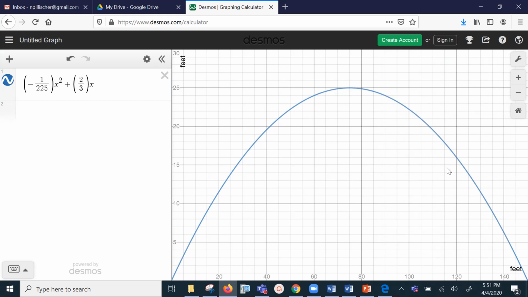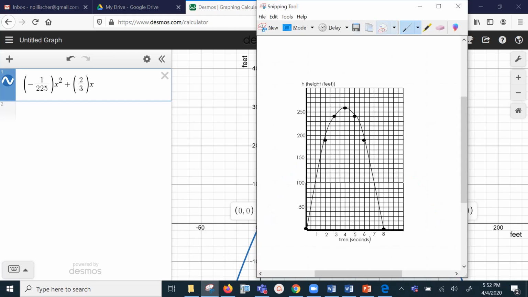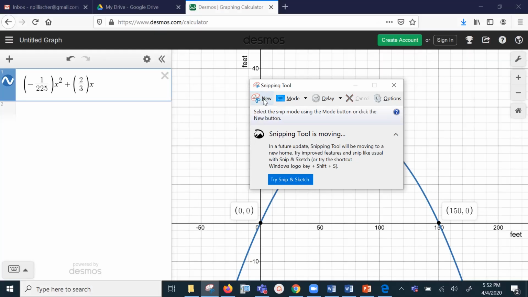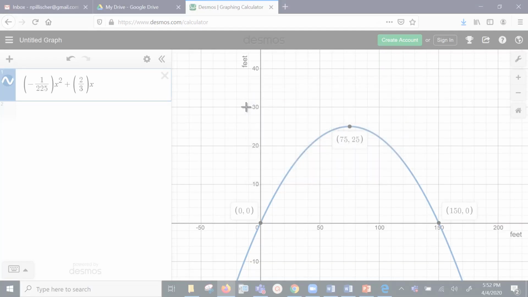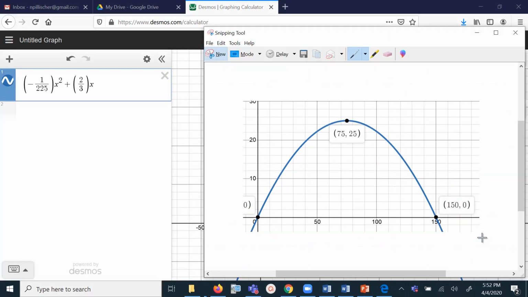There it is. Now I want to capture it, so I'm going to zoom out just a little bit because I want to put this whole thing in there. It looks like the roots are 0 and 150, and the vertex is 75 and 25. I have a screen capture, so I'm going to go to screen capture, hit new, and sketch, and start screen capturing it like this. Okay, and then just hit edit copy.